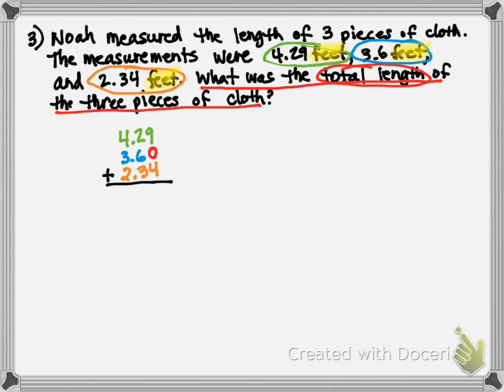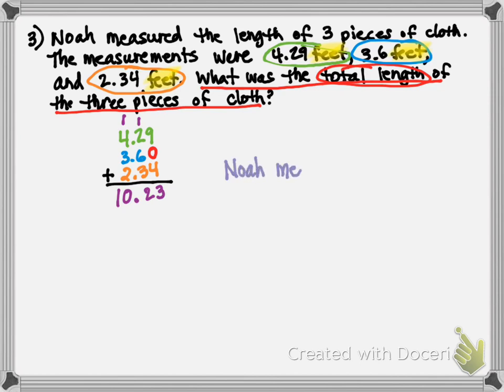I'm going to put my decimal point down first, and I get 13. Let's see, I get 9, 10, 11, 12. Let's see, I get 5, and 5 is 10. Okay, so I'm going to write my answer, and I'm going to say, what was the total length of the 3 pieces of cloth?